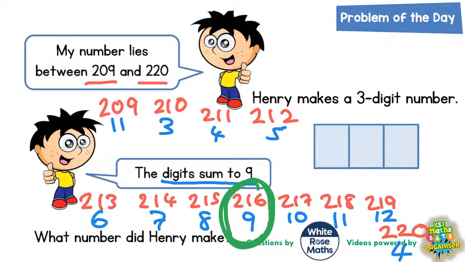216. So the number that Henry made must have been 216. None of the other combinations have digits which sum to 9.